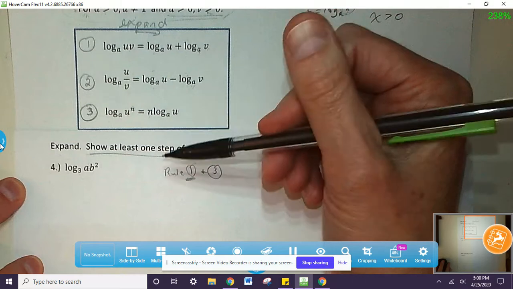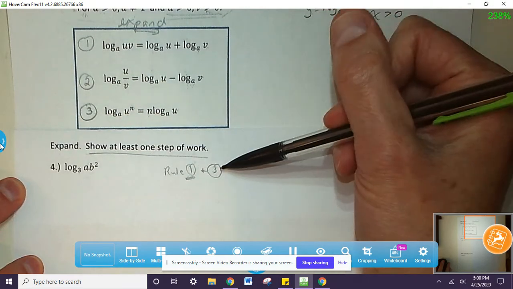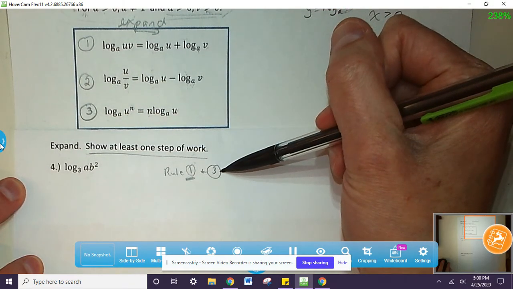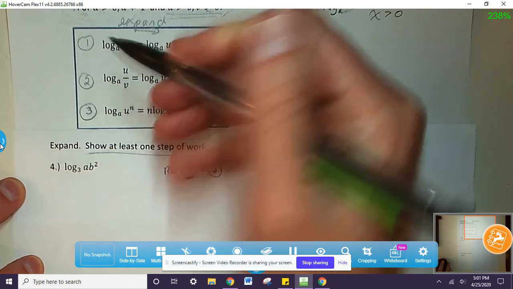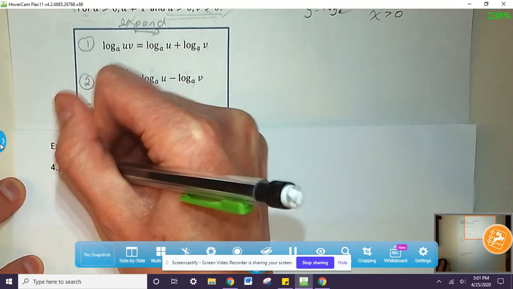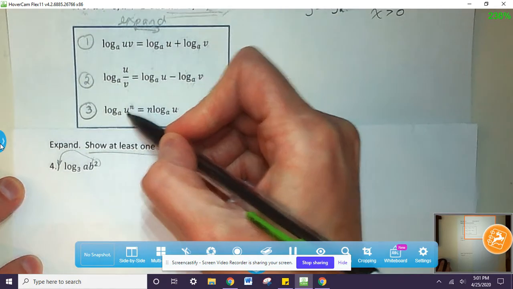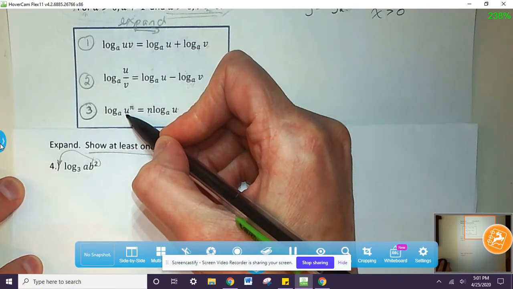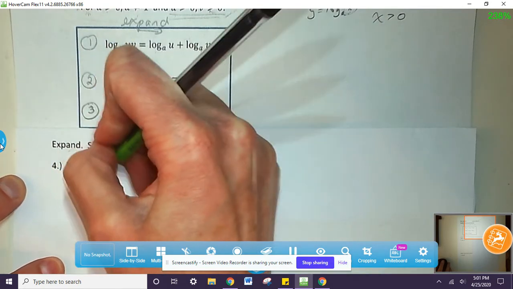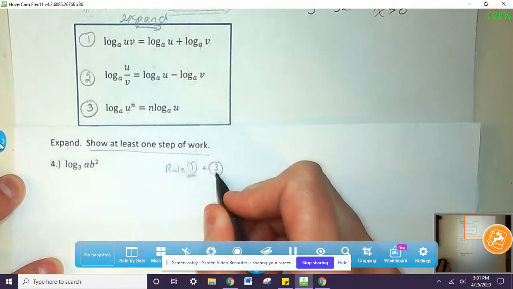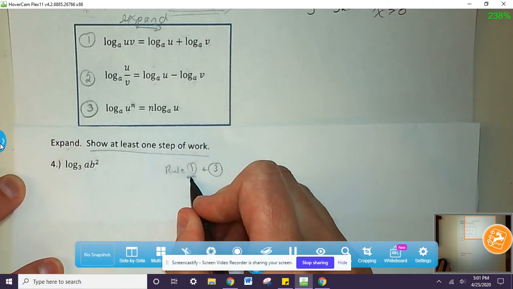The reason we have to use Rule 1 first is because we can't use 3. Remember before I asked you who the 2 belongs to? It only belongs to the B. So I can't take that 2 and swing it around to the front, because that exponent is supposed to belong to whatever's inside the log. And that 2 only belongs to the B. It has nothing to do with the A. So we can't use Rule 3 first. We have to use Rule 1 first.